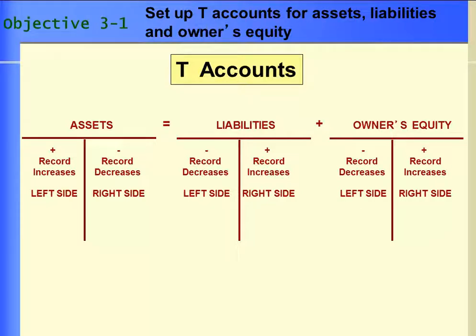So know that debit is the left side. Credit is the right side. Debits and credits, one's not better than the other. That's the key important part here. It just depends on the type of account we're talking about. Is it an asset, is it a liability, or is it an equity account? And we'll see there's subcomponents of equity: revenue, expenses, drawings.